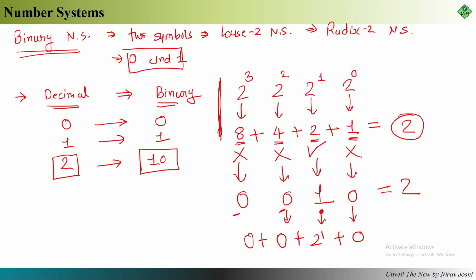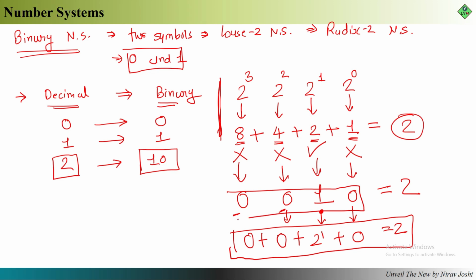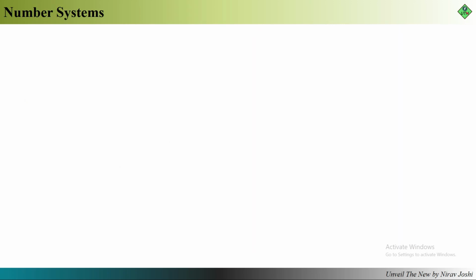So 0 plus 0 plus 2 plus 0 will be equal to 2. Right? But in binary, what we have is 0, 0, 1, 0. Okay, 0, 0, 1, 0. Zeros that are before 1 have no meaning. So basically it is nothing but 1, 0, right? So this is how we convert the decimal number into binary. Now we will take more examples so that you get a clear-cut idea.